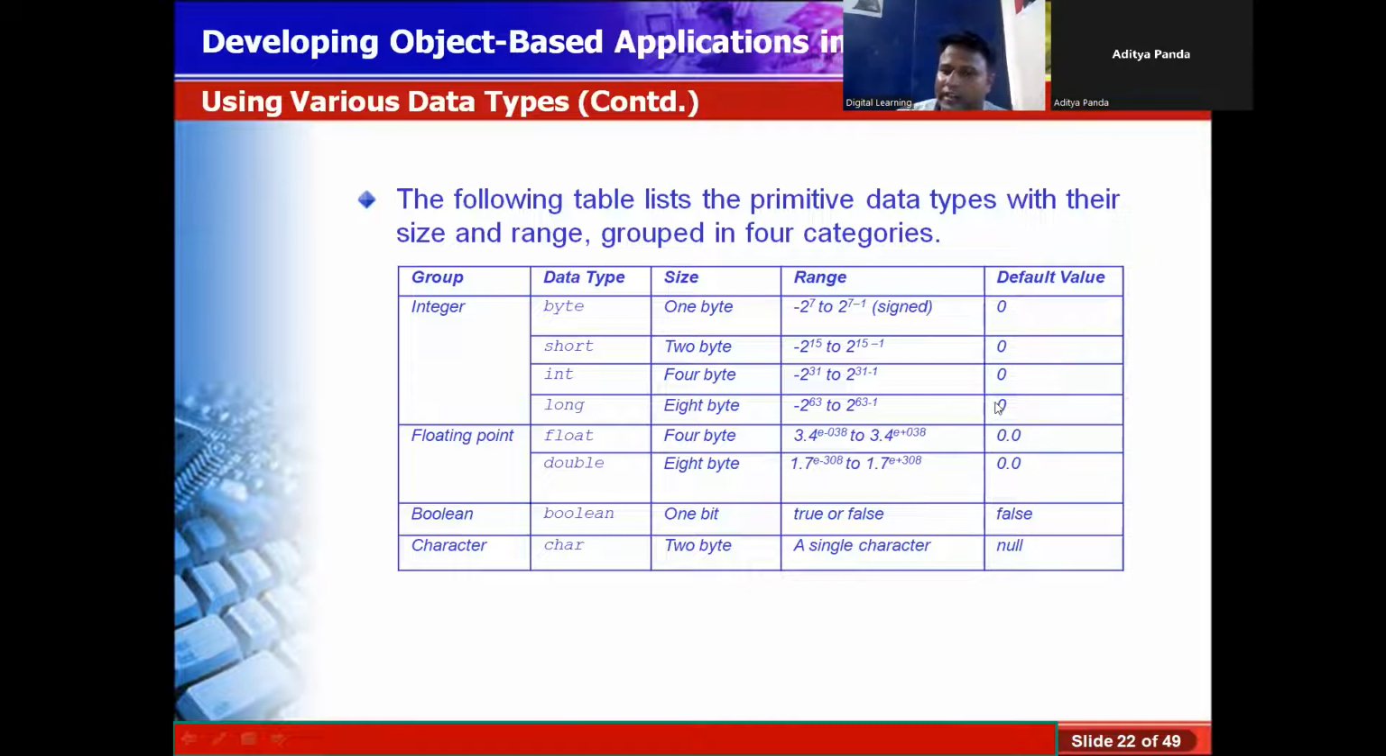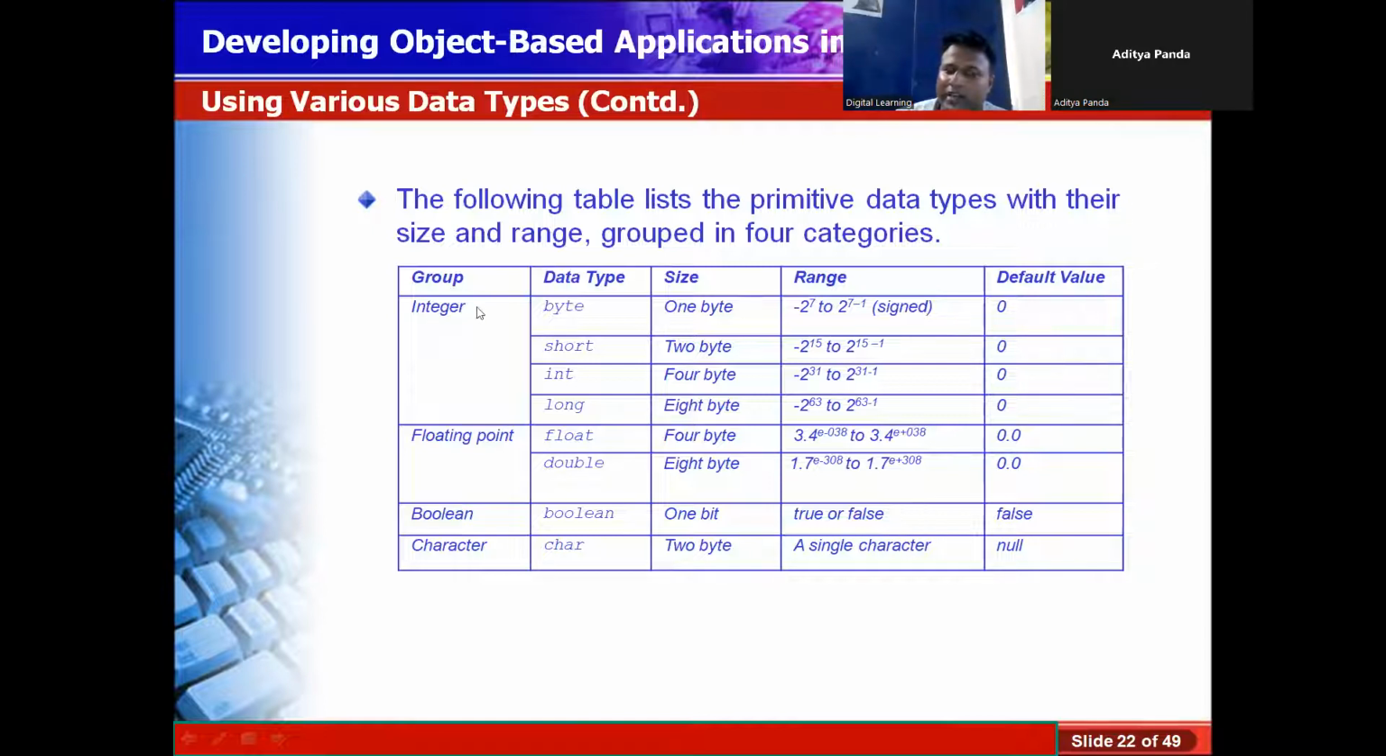Default value for all integer is 0. For floating point it is 0.0. For boolean it is false. For character data type, it is char, size is 2 byte, and the default value is null.